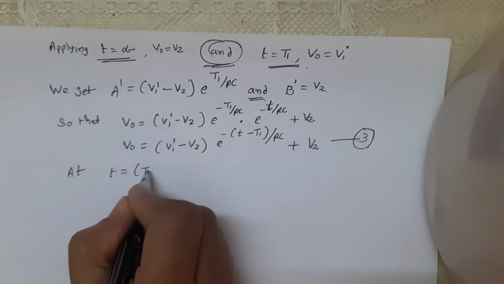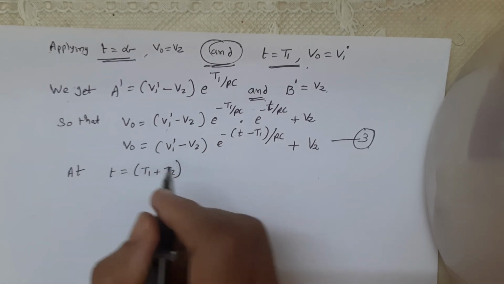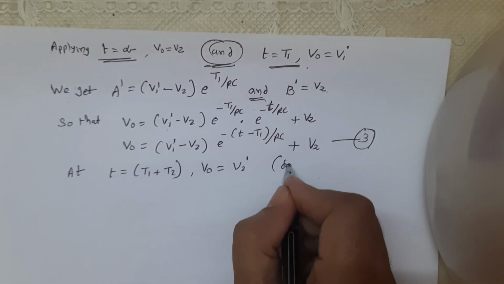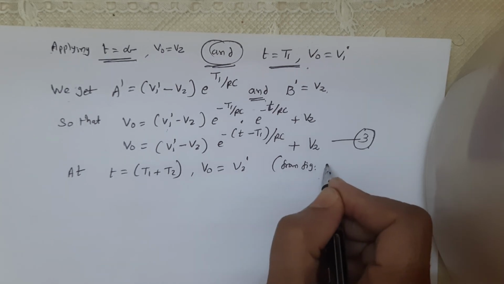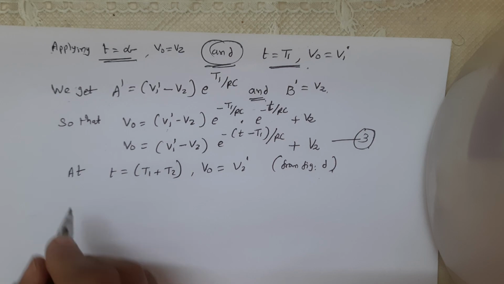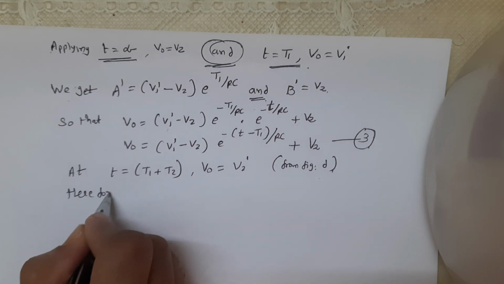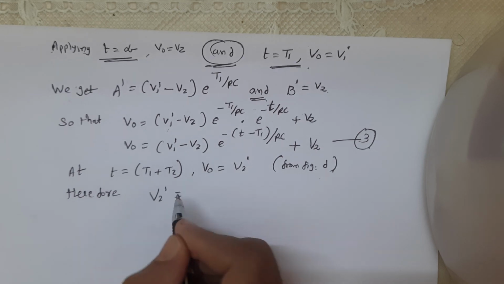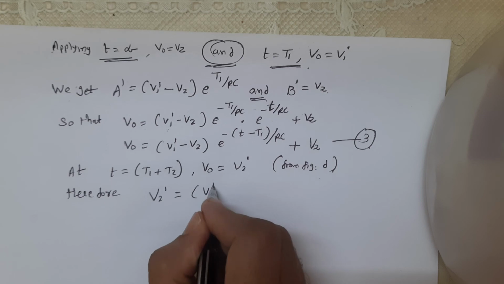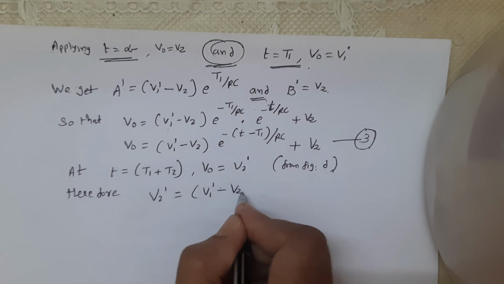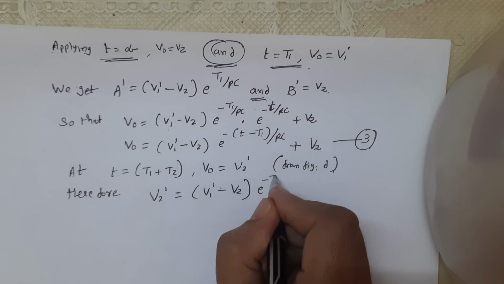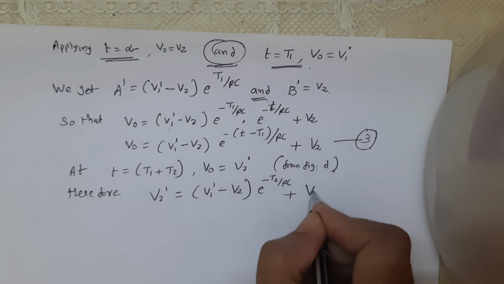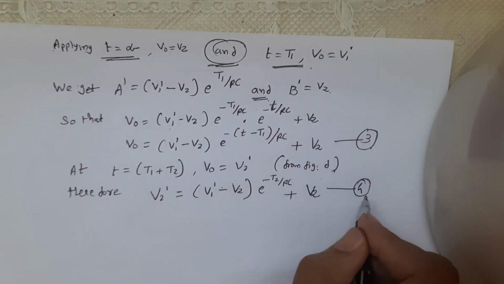At t equal to T1 plus T2, two cycles, then Vo is equal to V2 dash from figure D. Therefore, V2 dash is equal to V1 dash minus V2 e raised to minus T2 upon RC plus V2. This is our equation 4.